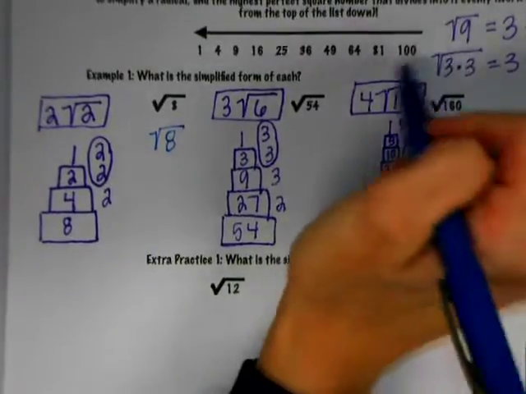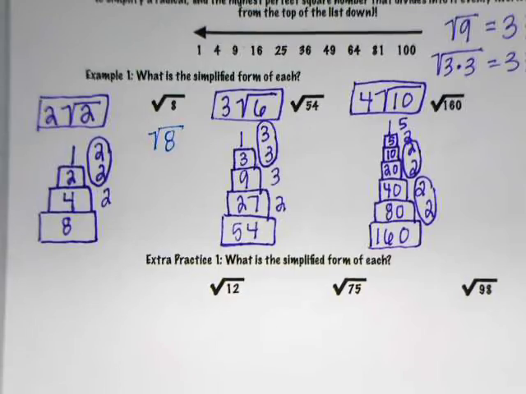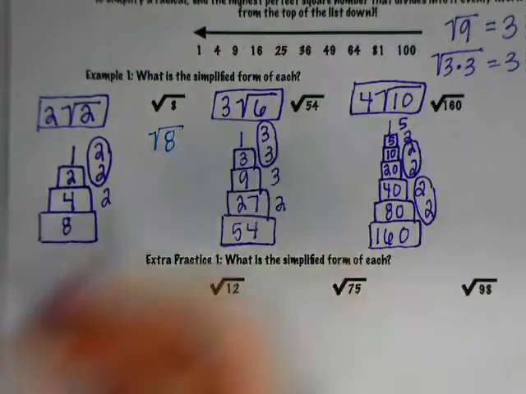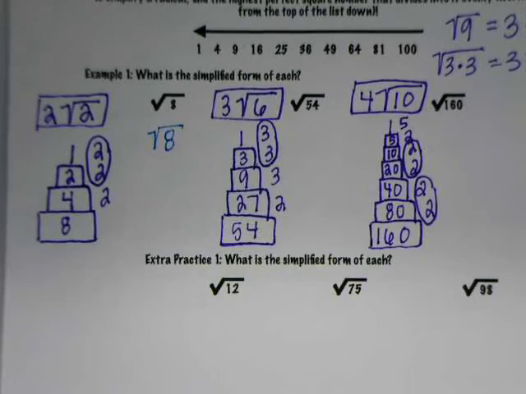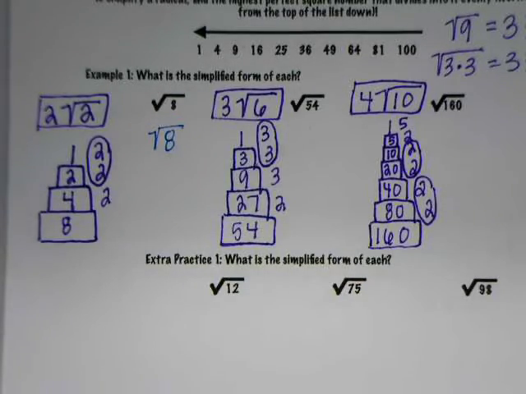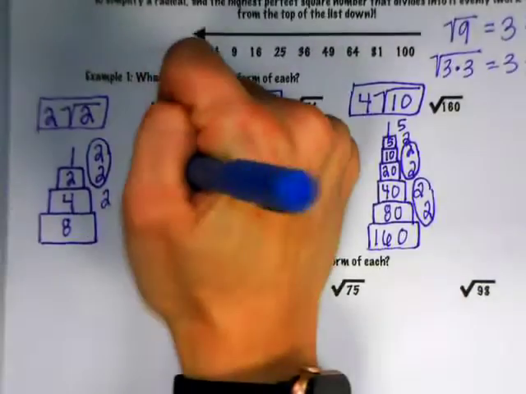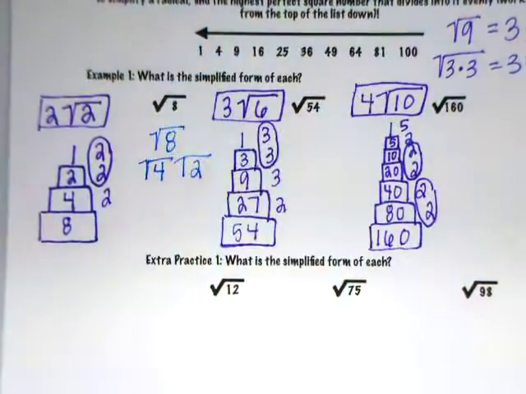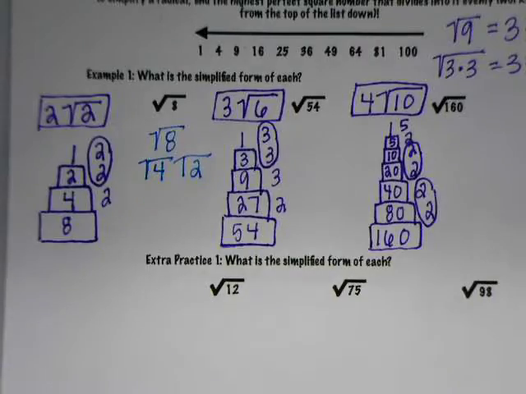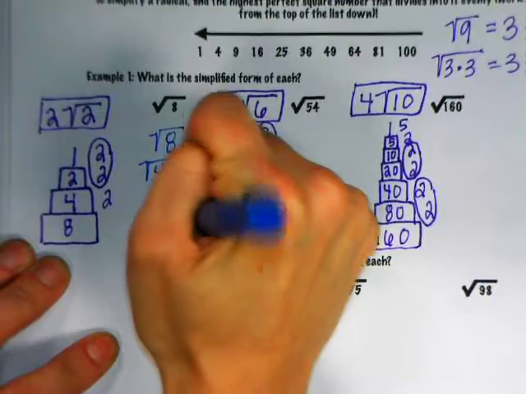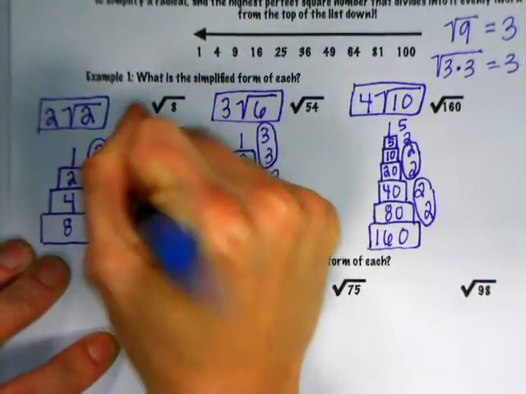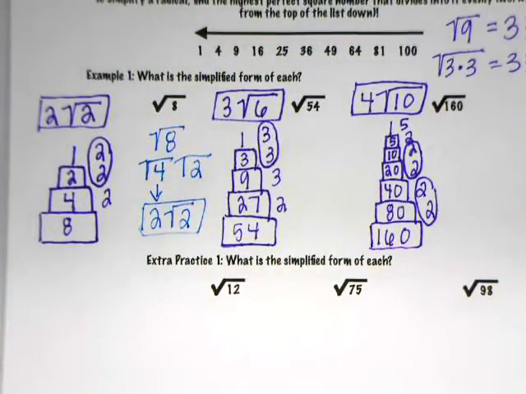Okay? So what's the biggest number on that list that goes into 8 evenly? So it has to divide into 8. 4, right? 4 is the biggest number that goes into 8 evenly. So 4 times what is 8? 4 times 2 is 8. And then just take the square root of the first one. What's the square root of 4? And you're done there.